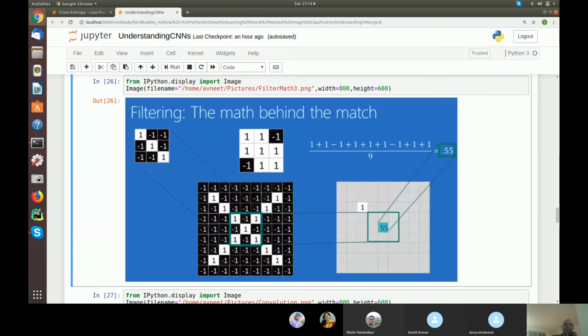So we saw how we used the filter at 2 points. At one point it was an exact match, we got a 1. At another point it was a rough match and we got a 0.55. So this simple idea, you can see, is doing a reasonable job of checking whether the filter matches the image at that position or not. Does that sound okay? Okay. Awesome.